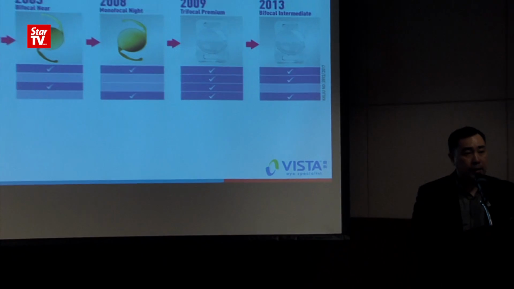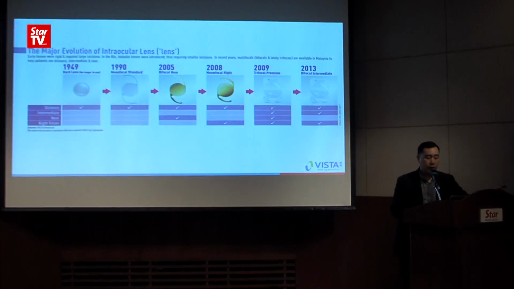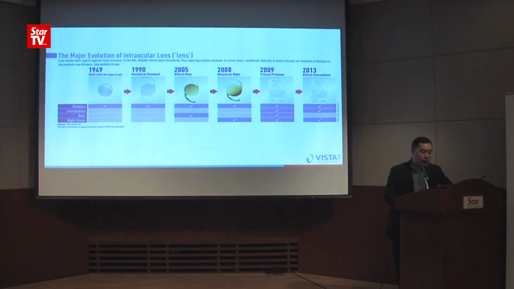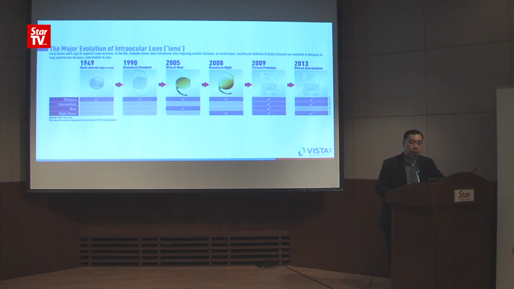Intraocular lens is not something new. It already has more than 60 years of history. The first intraocular lens was implanted in the human eye in 1949. And the lens was a hard lens, and you need a large incision, as Dr. Aloysius explained just now, and it's no longer in use. And in the 80s, the foldable lens was introduced, which requires a smaller incision or surgical wound.